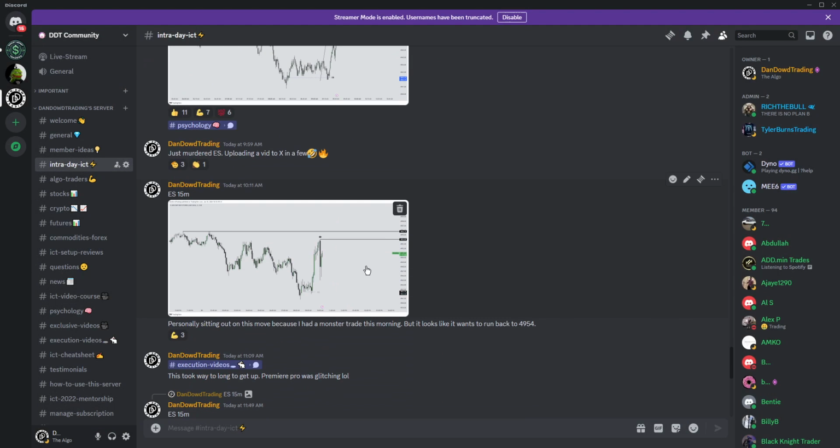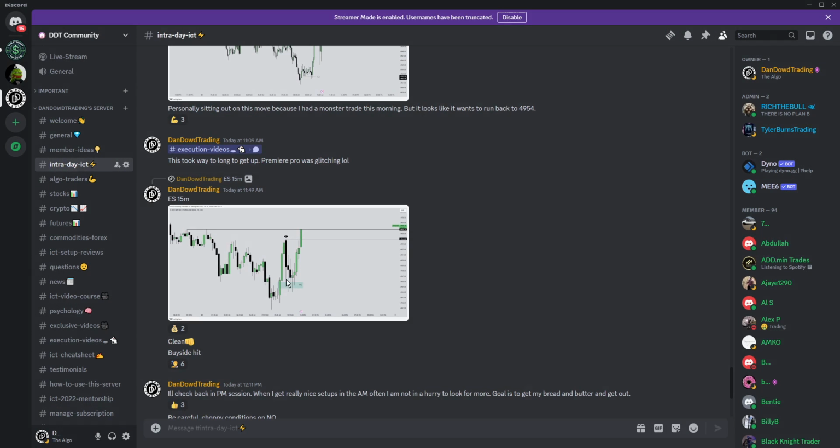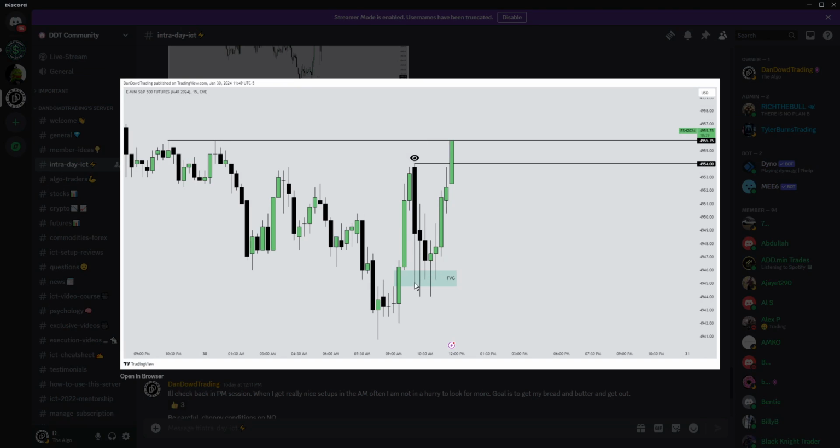A little bit later in the day, we did have another nice setup on the 15-minute, where I was looking for price to run up into 49.54. You can see it did deliver to there nicely off that 15-minute fair value gap.